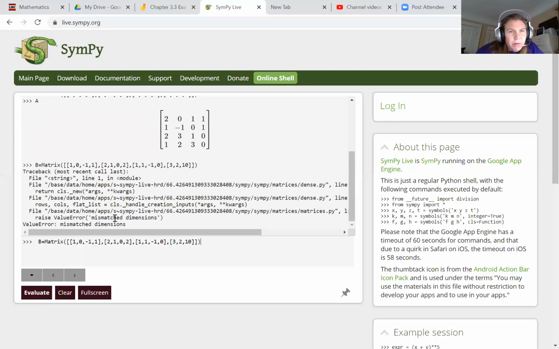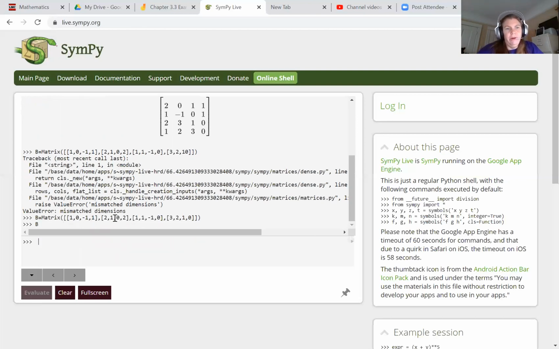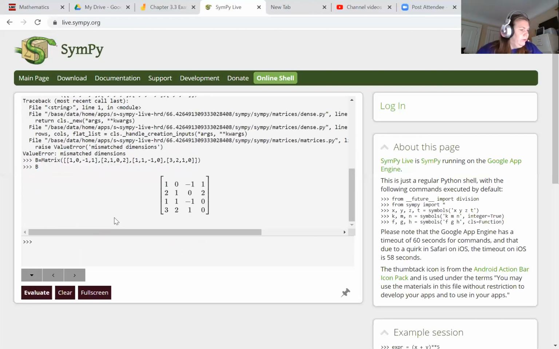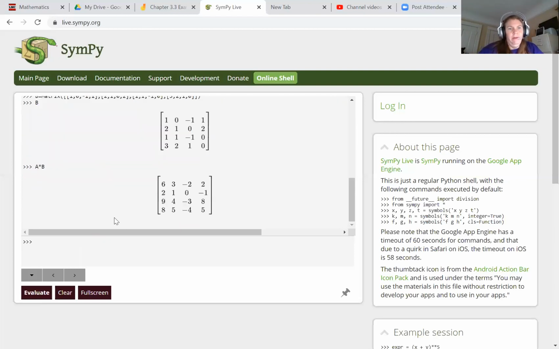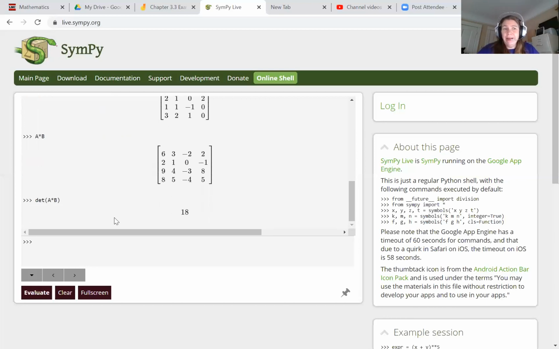Oh, I made a typo somewhere in here. I forgot the comma here. Now let's check matrix B. Looks good. Okay, now let's do A times B. And there's our result, and it matches with my notes. And so now we want to do the determinant of A times B. So we can say det in parentheses A times B. And voila, we get 18.